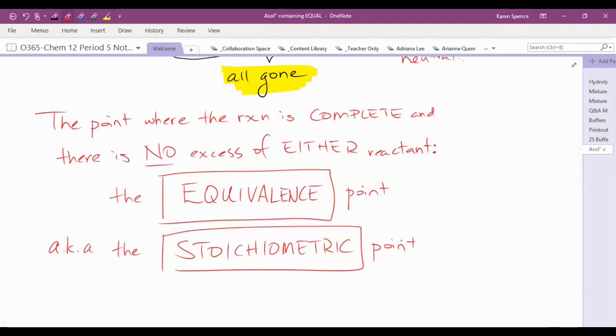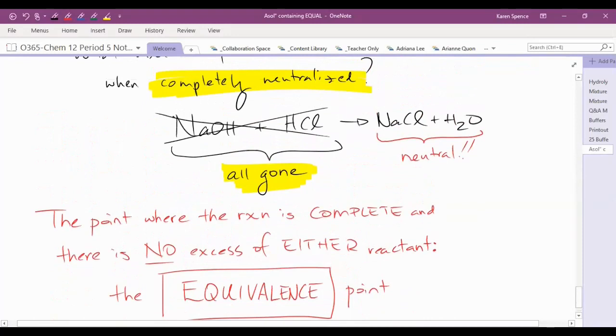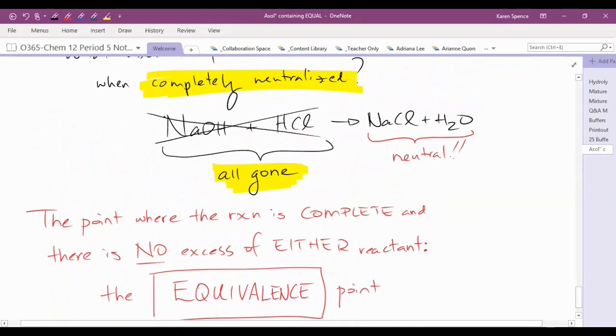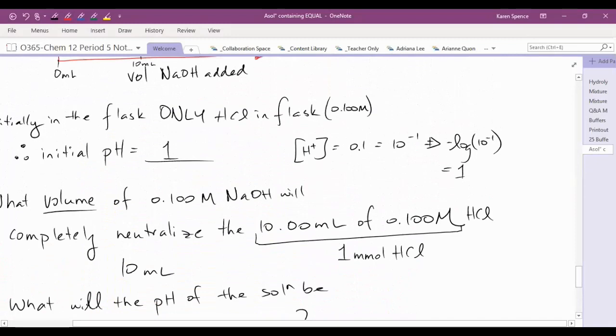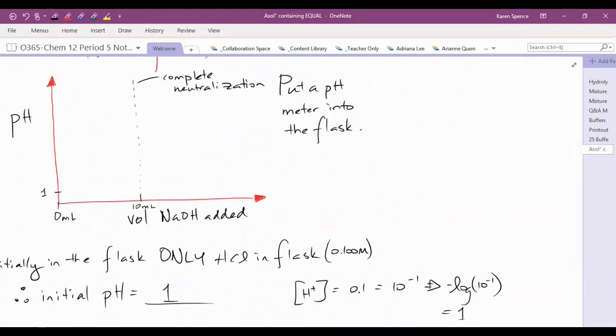So when we have gotten to our equivalence point of a strong acid, strong base titration, all of the acid and base are gone, and all we are left with is this neutral solution. And so at the equivalence point of our titration, we are going to have a pH, in this case, of 7. Okay? So at the equivalence point, our pH is going to be 7.